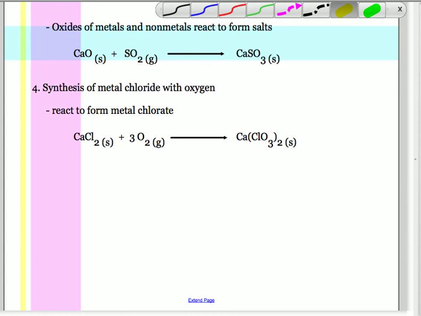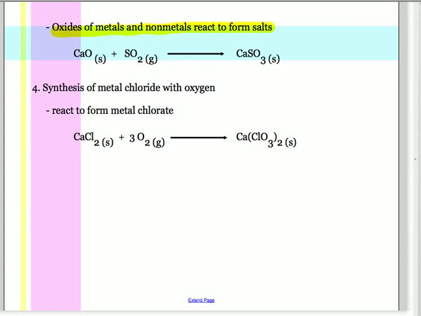2 more weirdos. We have metal oxides and non-metal oxides, like SO2, that form sulfites. And this is a salt one. This isn't that much of a one. I don't think we really focus on this one, but it is one that's in your book and you can look at. And then the last one here, we have metal chloride and oxygen makes a metal chlorate.